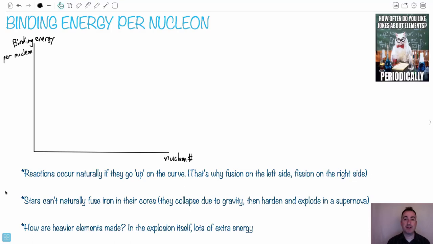Now it's time to show you this graph that I really like. It's called binding energy per nucleon.